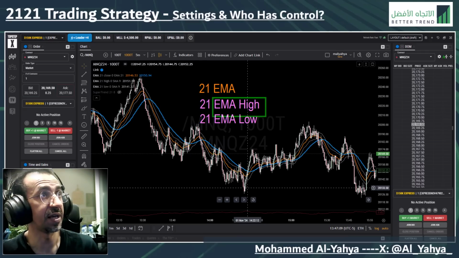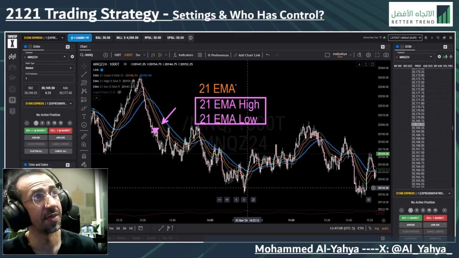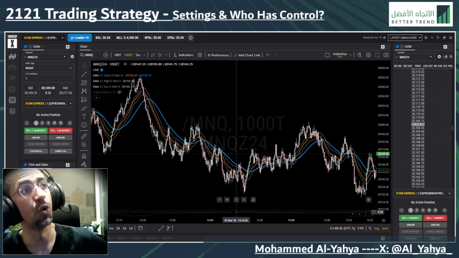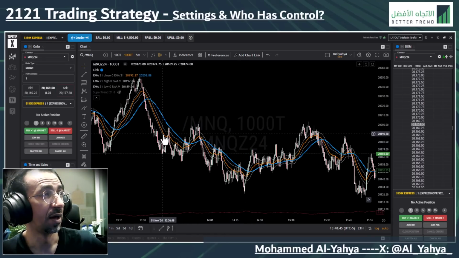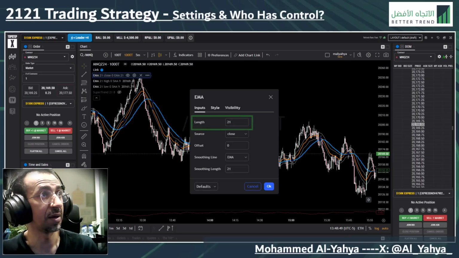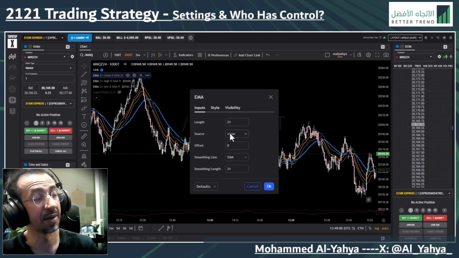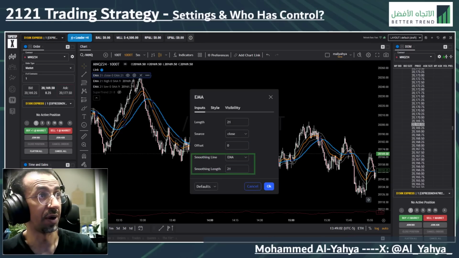So these are the gray or the white ones, and this one is the orange one, for the close. The source is close. Then we will talk about the blue one. So let's first start with the close. Make sure it is a 21 EMA and the source is close, and you can make the color orange. I will come back later to the smoothing MA. This one will come later.